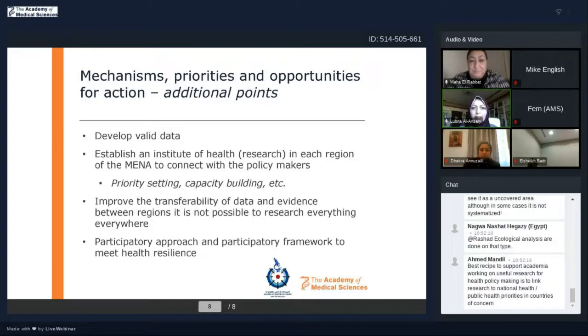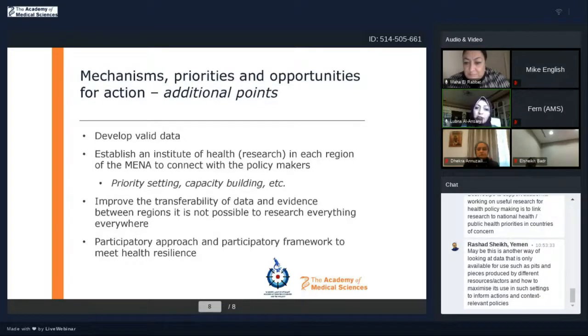Develop a valid data system. Establish, with an equity lens, an institute of health or health research in each region of the MENA region, to connect with policymakers and other stakeholders in terms of priority setting, capacity building, and other matters, and implementation, of course. Improve the transferability of data and research evidence between regions.